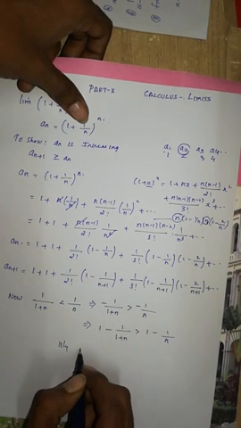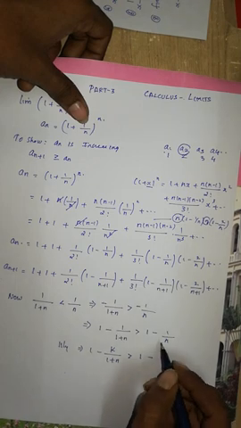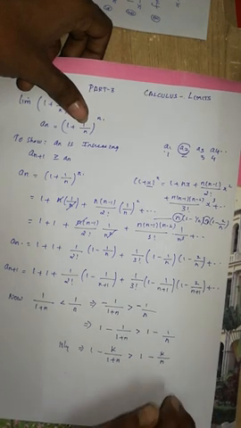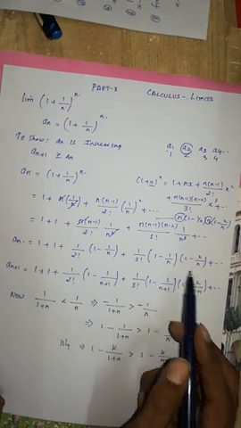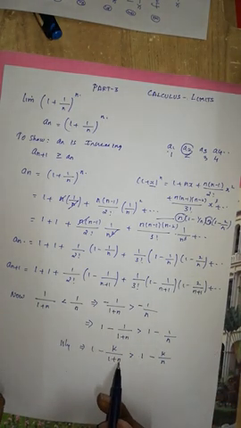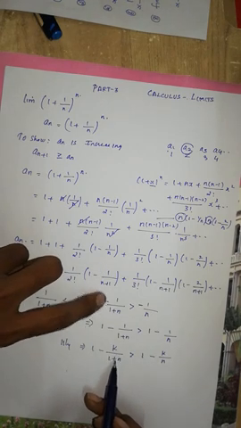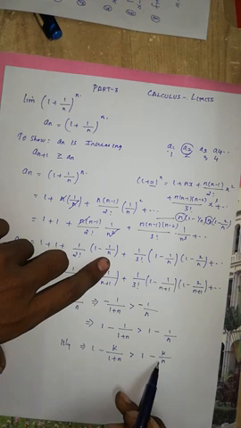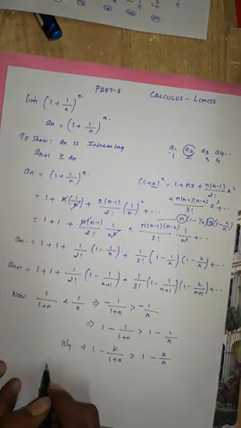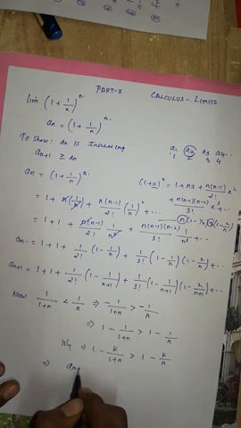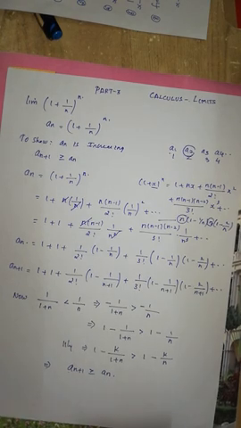So similarly, 1 minus k by 1 plus n will be greater than 1 minus k by n. Now you see that this term will be greater than this term. If I substitute k is equal to 1, 1 minus 1 by n plus 1 will be greater than 1 minus 1 by n. If I substitute k is equal to 2, then 1 minus 2 by n plus 1 will be greater than 1 minus 2 by n. So it follows that an plus 1 will be greater than or equal to an. So I have shown that this is an increasing function.